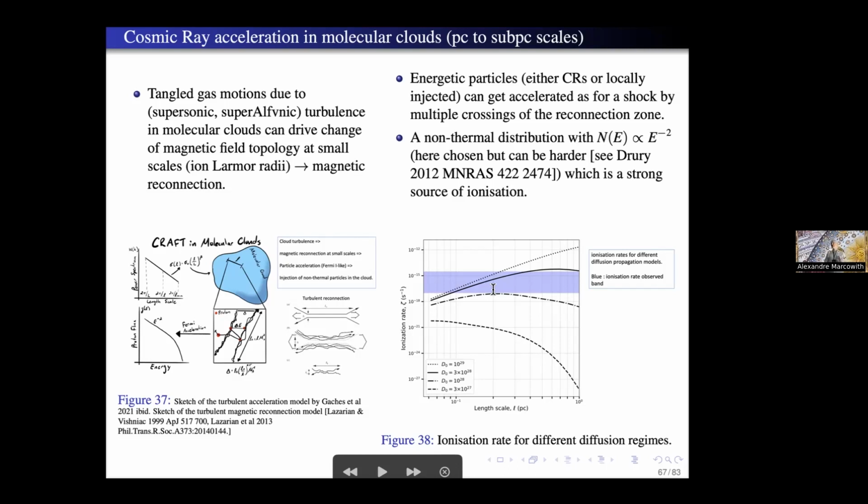So the acceleration process itself is like a shock. It's a Fermi. So the particles are crossing back and forth the reconnection region, and they gain energy each time they cross. And they have made some try to explain the range of ionization rate you can have depending on the diffusion law of the cosmic rays in this medium, and they find some solution, in fact, which can fit in that energy ionization rate domain. So this is another possibility.